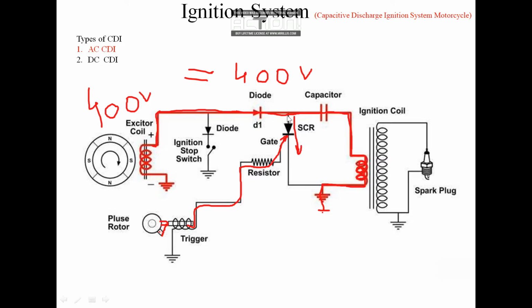The transistor starts to allow the flow in this direction. Whenever the transistor gets triggered, it allows the flow in this direction, but our previous flow was in this direction. Charging of our capacitor takes place in this direction, but as soon as the transistor or SCR gets triggered, that flow may be allowed in this direction also. So our capacitor gets charged up to 400 volts. Now there is no further charging that takes place.